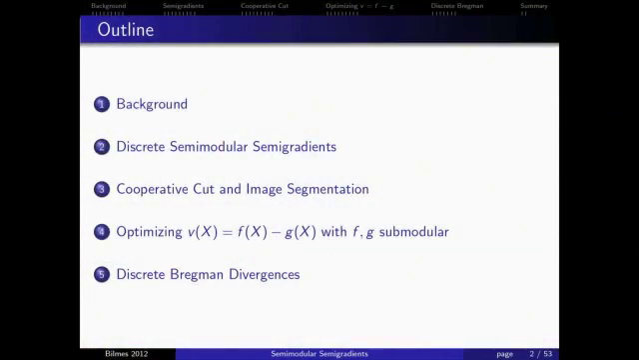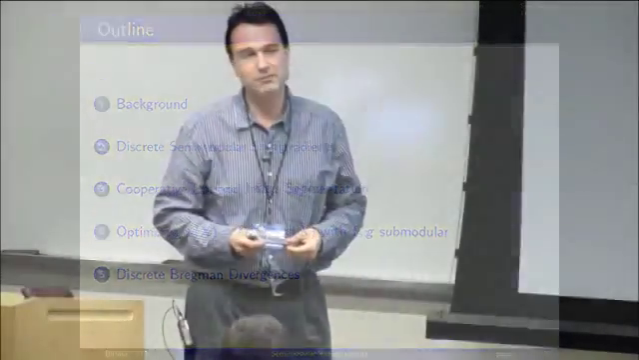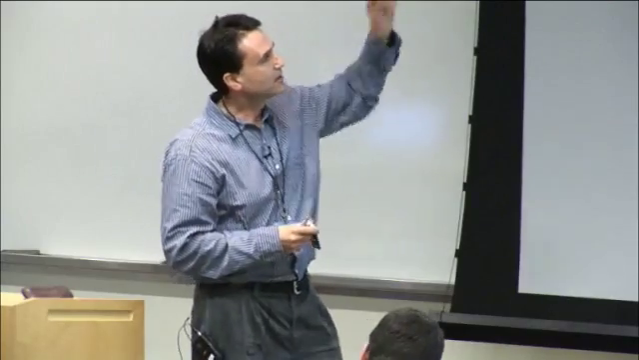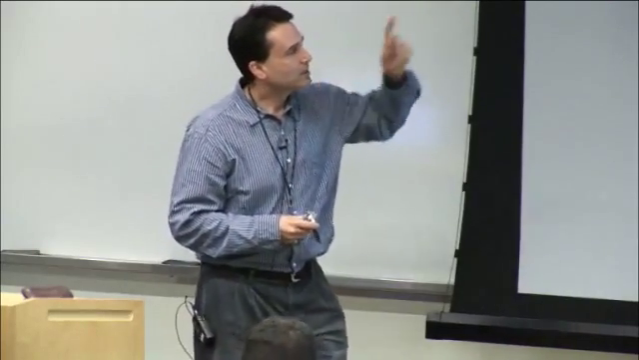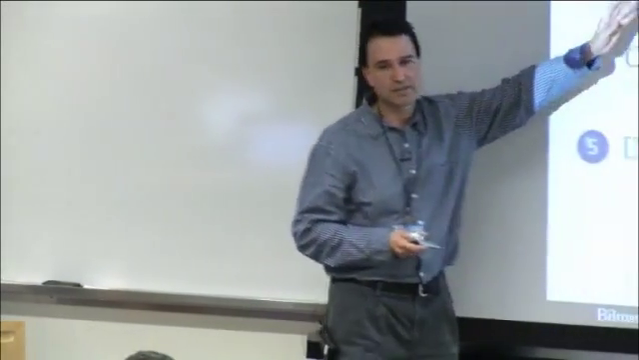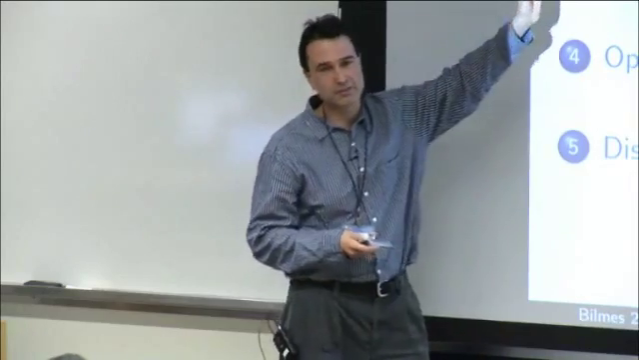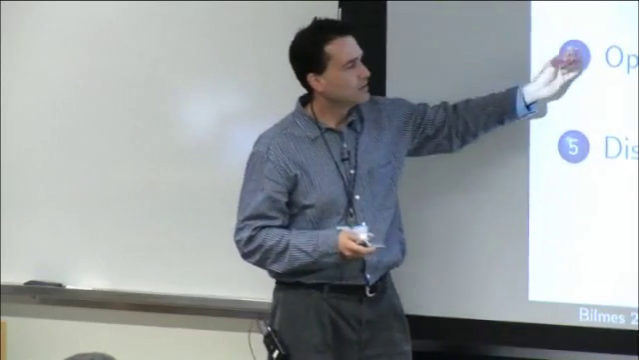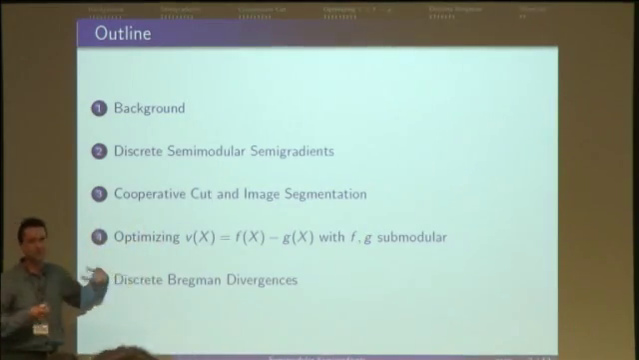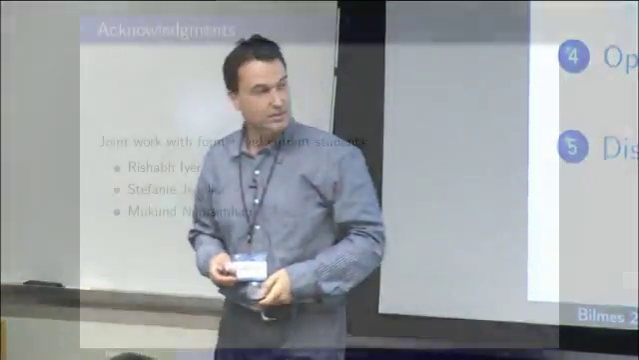So here's an outline. For those of you who do not know what submodular functions are, there'll be a little bit of background. Then we'll talk about discrete submodular subgradients and what they are, and then three applications of these semi-gradients, one of which is a problem that was applied in computer vision. Another is an optimization problem of a particular style, and then lastly are discrete generalizations of Bregman divergences.